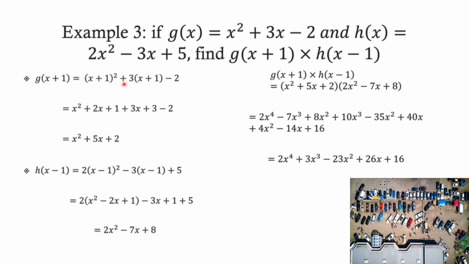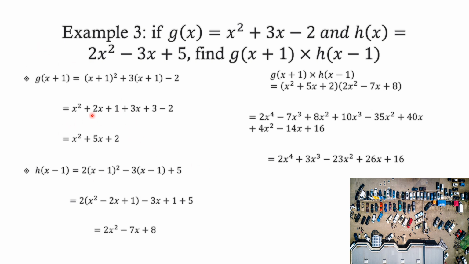Then when you expand this expression to be 3x plus 3 minus 2, we group like terms to end our answer of g of x plus 1 to be x squared plus 5x plus 2. We repeat the same process for this particular expression. The 2 is here. We expand this, that is x squared minus 2x plus 1. After the expansion, when you multiply and group like terms, we end up with 2x squared minus 7x plus 8. We repeat the same process for this and this.